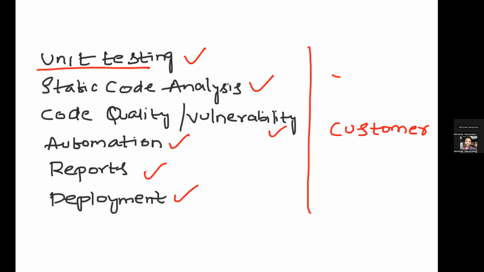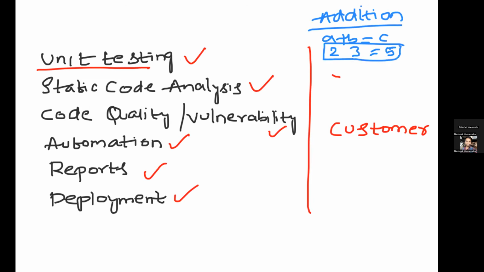Unit testing is nothing but, let's say you are writing a calculator application where you are writing addition functionality. Let's say you are writing this in Python. If you are writing code for a plus b is equal to c, you will pass some arguments. In your testing you will pass 2 and 3 and verify that the output is 5. This is nothing but unit testing your code.